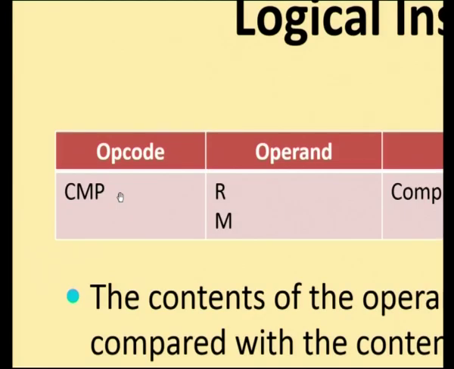This is the format for the compare instruction: CMP R or M, which represents that the register content is compared with the accumulator and the results affect only the flag register. If both values are equal, then the zero flag will be set. If the zero flag is set, we can say the accumulator content and the register content are equal, otherwise not equal. Suppose you want to compare whether it is greater or lesser, based on the carry flag: if the carry flag is set, A is lesser than the register value. If the carry flag is reset, A is greater than the register value.